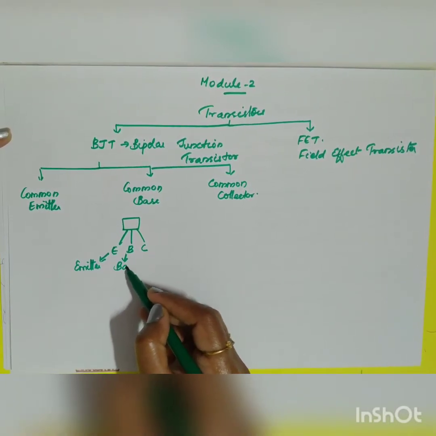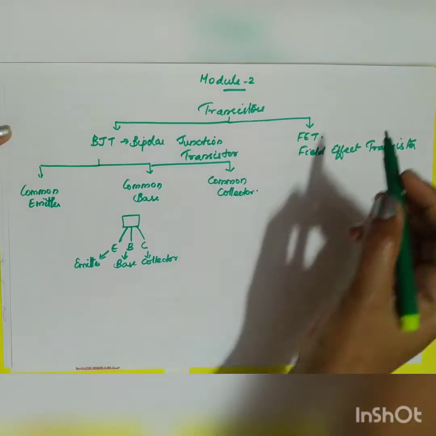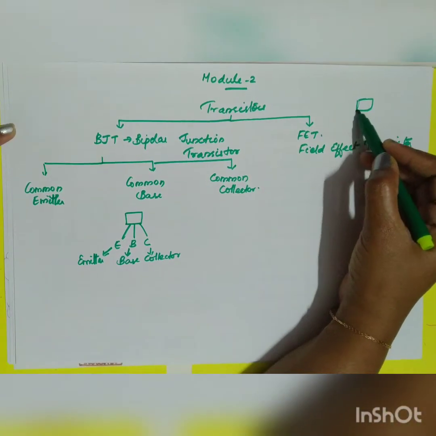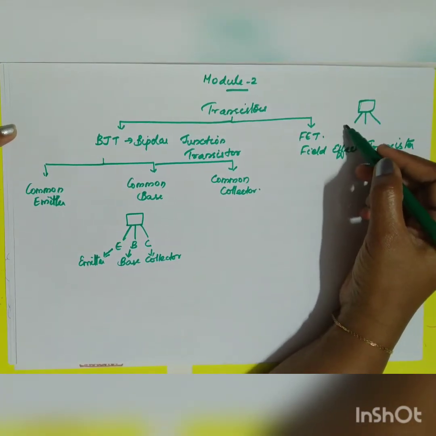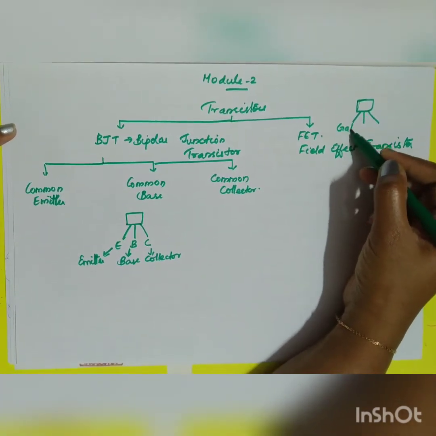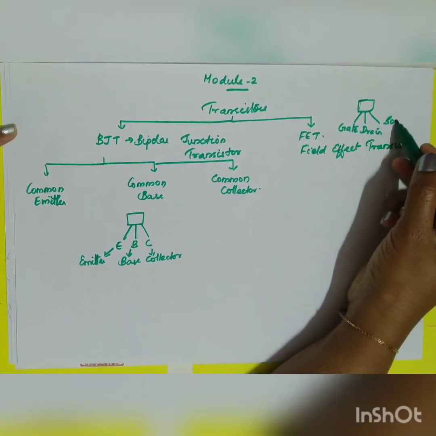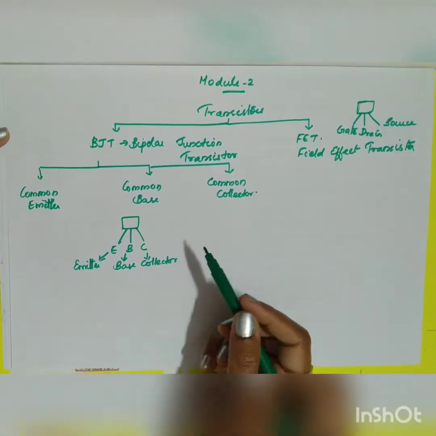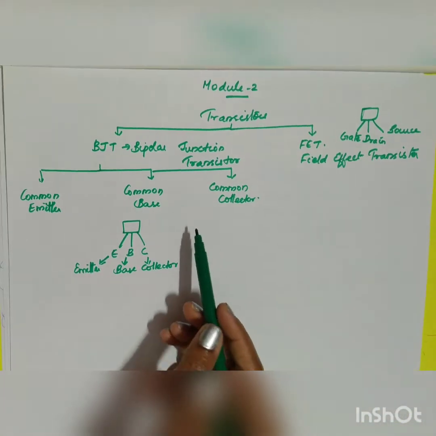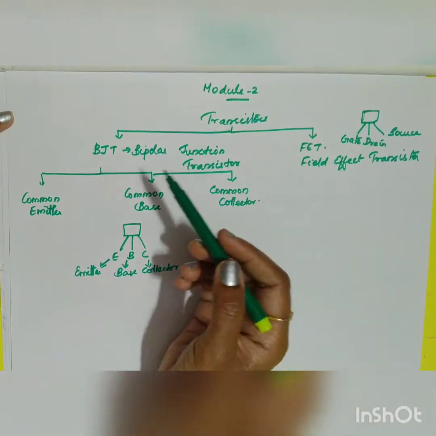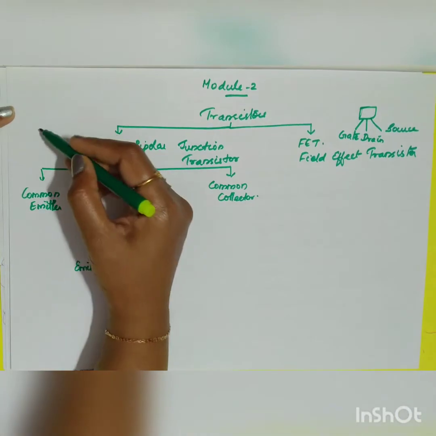Similarly, your FET is also a three terminal device. The FET consists of three terminals: gate, drain and source. These are the three terminals of your BJT and your FET. One of the differences between your BJT and FET is that BJT is a current control device and FET is a voltage control device.